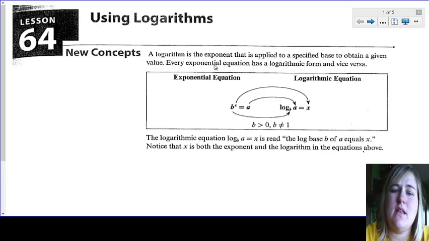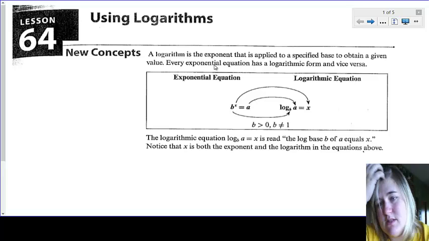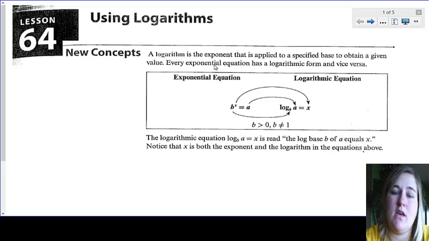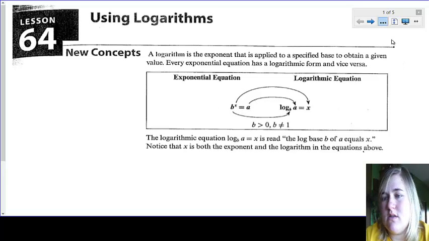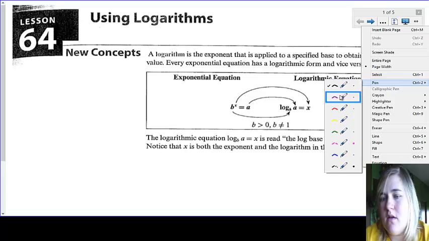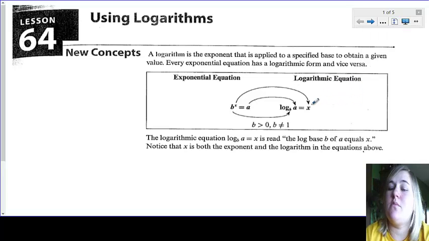New concepts. A logarithm is the exponent that is applied to a specific base to obtain a given value. Every exponential equation has a logarithmic form and vice versa. So we know how to deal with exponential equations. We talk about those all the time. So the logarithm part is what's new of that.